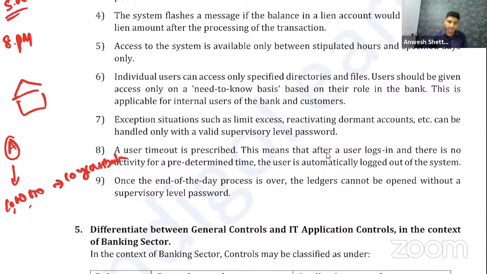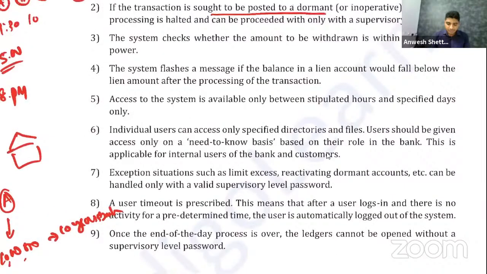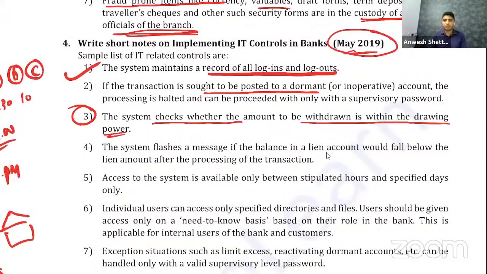Next, the third point is the system checks whether the amount to be drawn is within the drawing power. I'll give a very simple example. I don't want to complicate this for you. A bank has given you an ATM card, and they say in a day you can draw 20,000 rupees of cash. You go to the ATM and put 30,000 rupees. Will the machine give you that money?